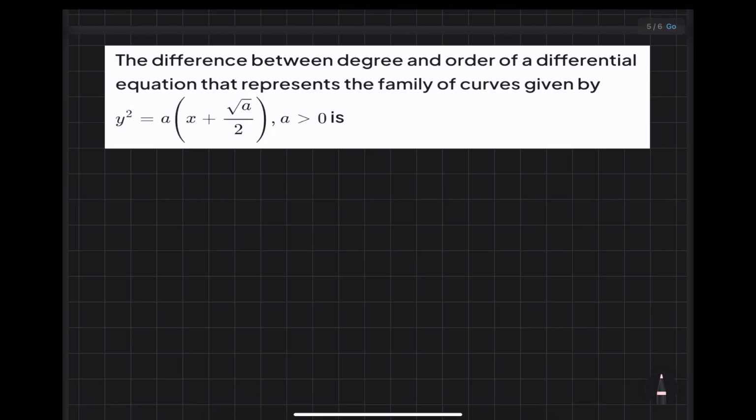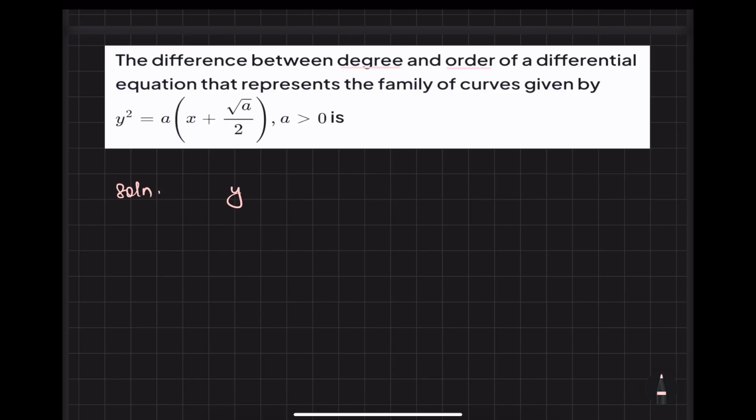So look at here. In this question, they are asking us to find the difference between degree and order. First, we have to find the degree and the order, and then find the difference between them, of the differential equation that represents the family of curves given by this. So they have already mentioned a family of curves. You have to first find the differential equation, then order, then degree, then go with the difference.